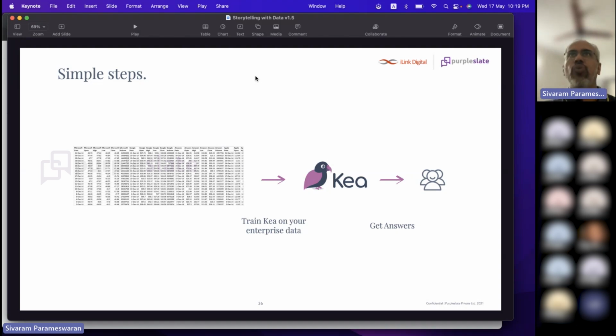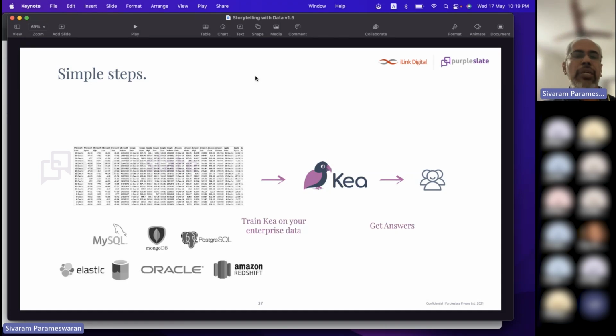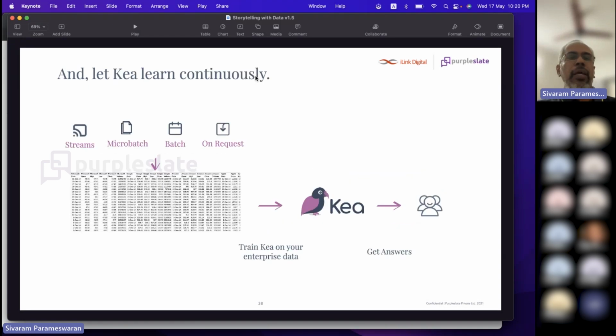You just need to onboard the data, or rather train Kia on the data set, and after that it lets you ask questions. It supports all kinds of databases, not just the few which you see here. It's absolutely any database. Most of the common, popular databases and file formats: CSV, XML, Parquet, Avro, anything.